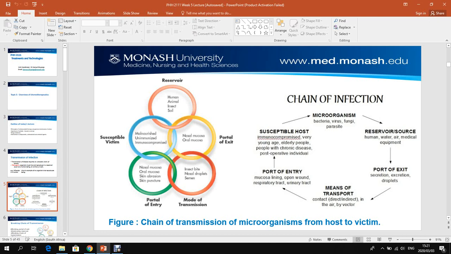Or it can be through a vector. A vector is another organism, for example, a mosquito or an insect bite, that may collect the blood or carry some of those microorganisms in its body, and as it flies to the next victim, it will transport that pathogen. Again, on the next victim, there must be a suitable port of entry, such as the mucosal lining, open wound or respiratory tract. And once they get in, it will depend on the condition of the individual. If that individual is a susceptible host or victim, he may succumb to that infection.